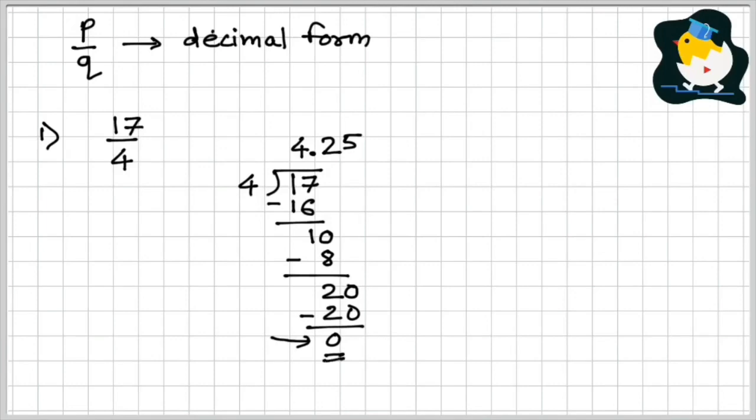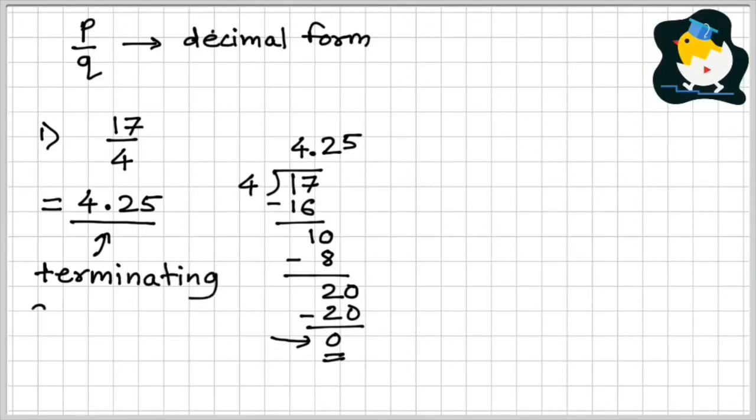So when the remainder at some point becomes 0, in that case, when we convert the number p by q, here 17 by 4, into decimal expansion, that decimal expansion stops somewhere, right? So 17 by 4 can also be written as 4.25. In this case, as we have seen, the number has a terminating decimal expansion.